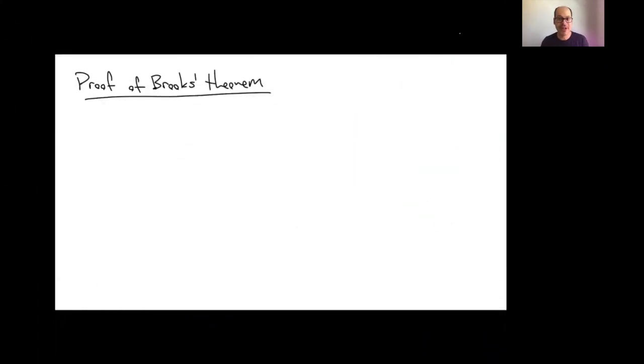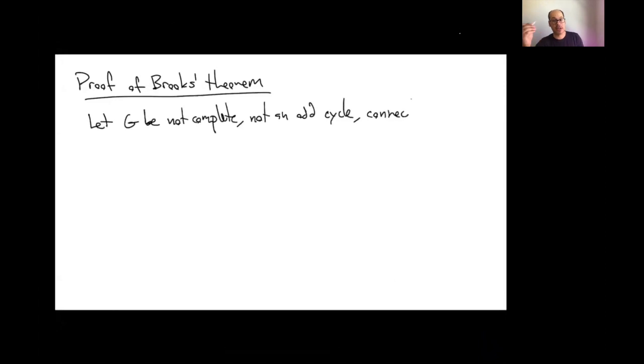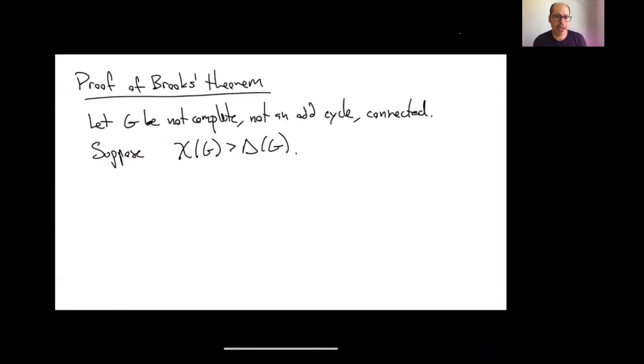All right, so let's go ahead and take a look at Brooks' theorem now, the proof of Brooks' theorem. So suppose you have a graph which is not complete, not an odd cycle, and connected. Well, let's assume by contradiction that the chromatic number is bigger than capital delta. So Brooks' theorem says that it has to be less than or equal to. So what if it was bigger?